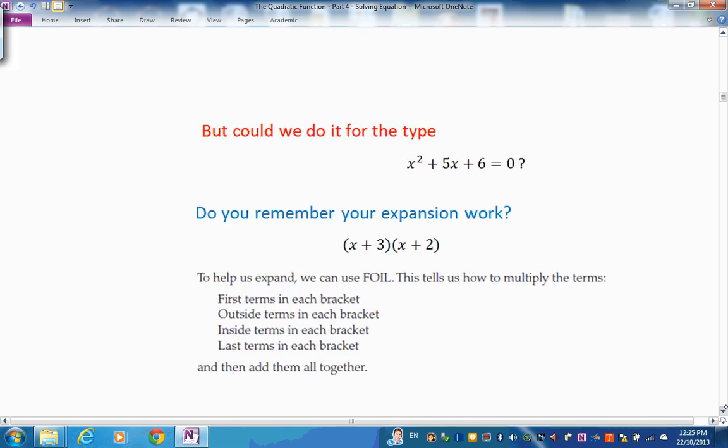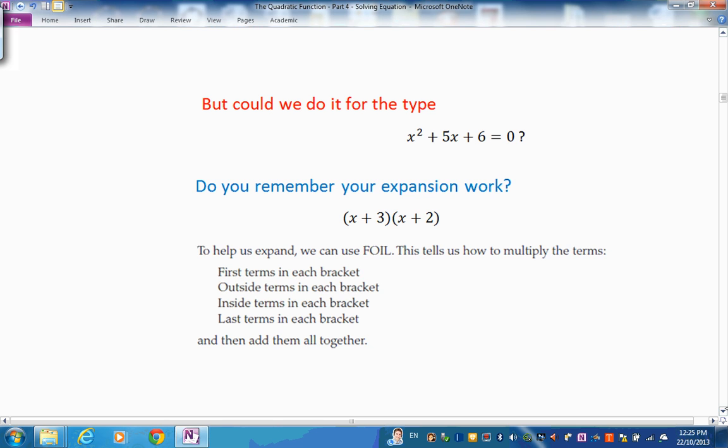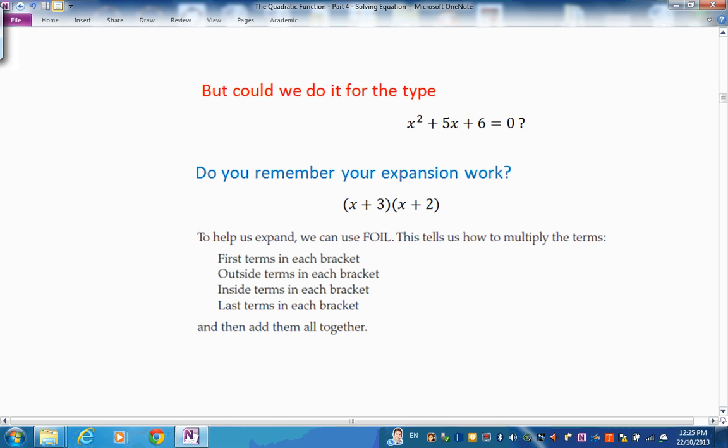Let's have a look. Here's a challenge. If you remember, back at the beginning of this presentation, I lined up 3 functions, and the last one was this one here, x squared plus 5x plus 6. How are we going to package that up? Well, I've cheated a little bit. I've put the answer here.